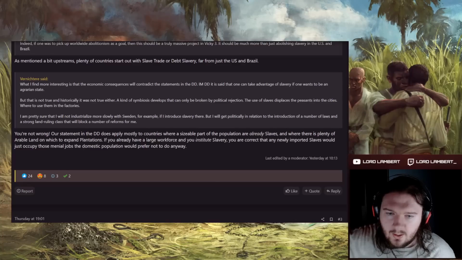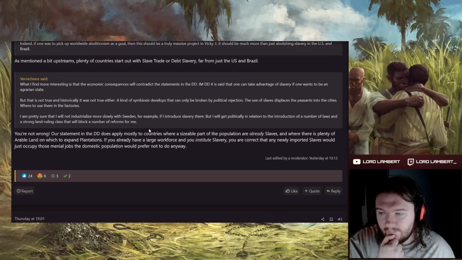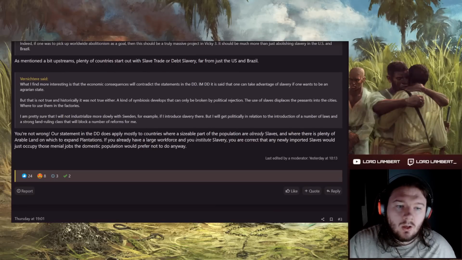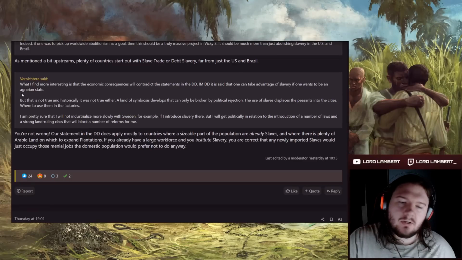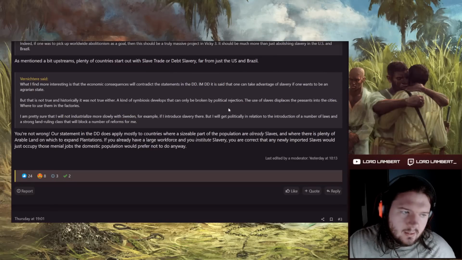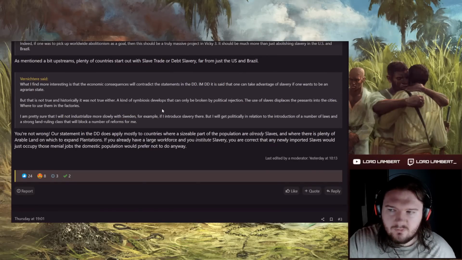So he's not wrong. The statement in the Dev Diary does apply mostly to countries where a sizable part of the population are already slaves, and where there is plenty of arable land on which to expand plantations. If you already have a large workforce and you institute slavery, you're correct in that newly imported slaves would just occupy the menial jobs the domestic population would prefer not to do anyway. Okay. Sweden, probably not a whole lot of arable land though, let's be honest. Yeah, no, interesting Dev Diary.